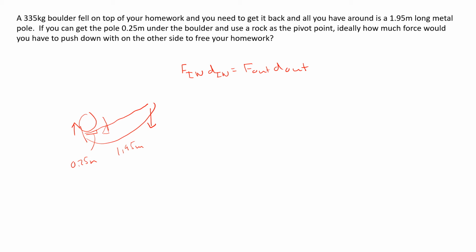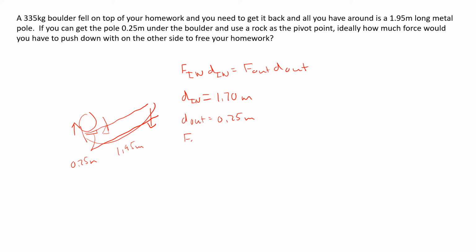Now the question is defining the variables. So the d in, how much is the distance in? Well, the whole pole is 1.95 meters long. But the input side, the right side of the fulcrum, is not that long because 0.25 meters is on the other side. So the d in is only 1.70 meters. What's key here is the entire pole is 1.95, but the input side is 25 centimeters less than that because that's the side that's on the other side of the fulcrum, which means that the d out is the rest of the part of the pole, 0.25 meters.